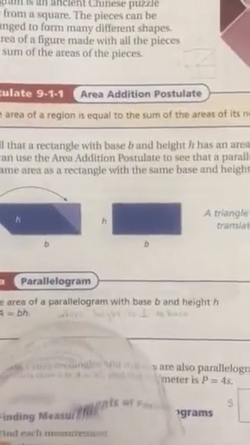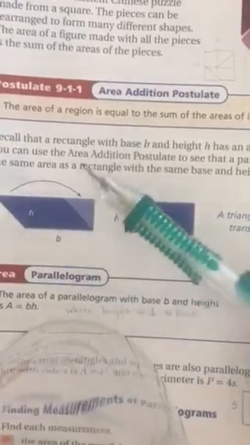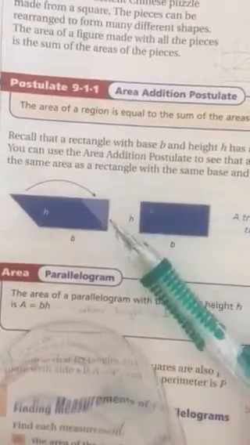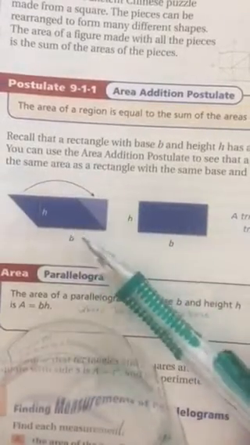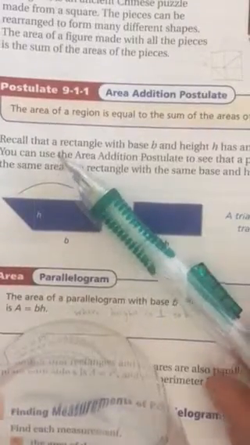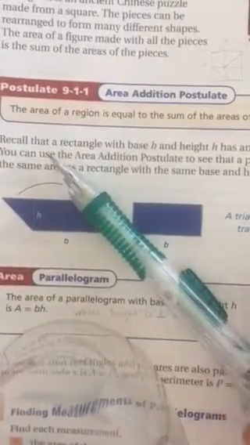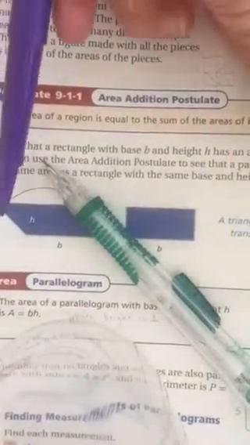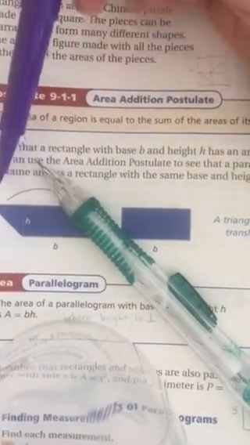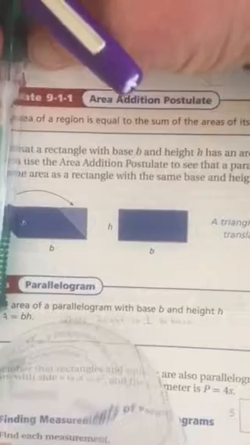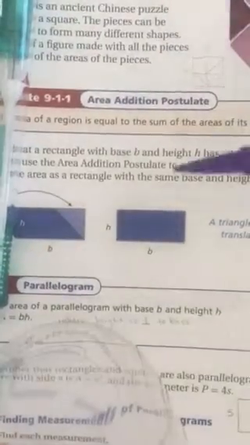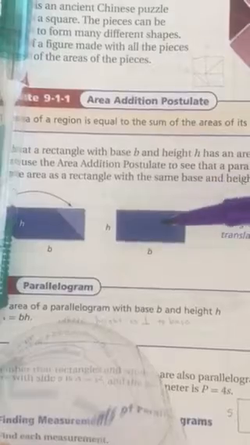You can use the area addition postulate to see that a parallelogram has the same area as a rectangle with the same base and height. So let's look at that. Here is our parallelogram, and I want you to look at it without the light purple triangle on the side. So here we have a parallelogram with a height of h and a base b. If we were to take the triangle off the left side of this parallelogram, shift it, and put it back down right here, then it would disappear off the left side, and now it's on the right side. So now we simply have a rectangle just like this one.